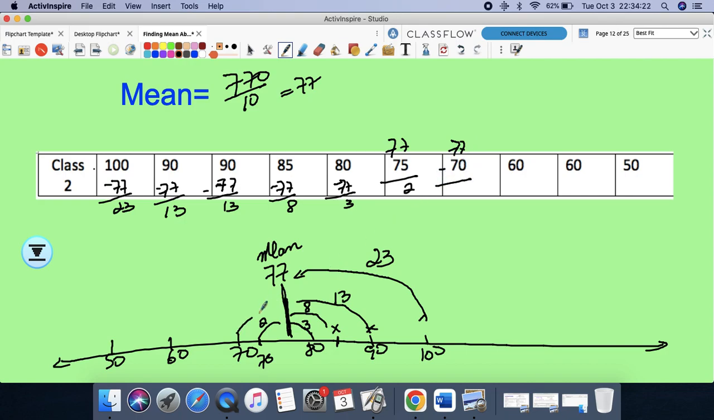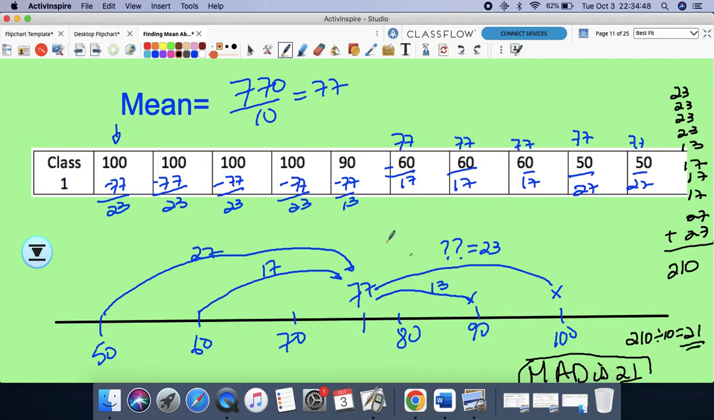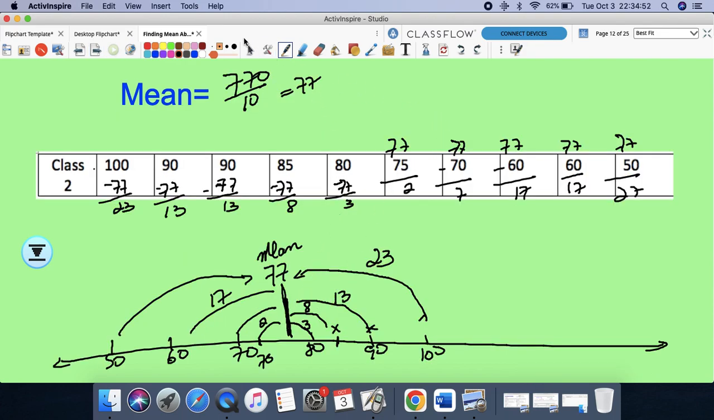How about 70? 70 to 77 is only 7 units away. 60 to 77 is 17 units away. And then again, 60 to 77 is 17. And lastly, how about 50? 50 to 77 is 27. Right, so who's closer to 77? These group of people or these group? Which one's closer to 77? Well, these guys are closer.